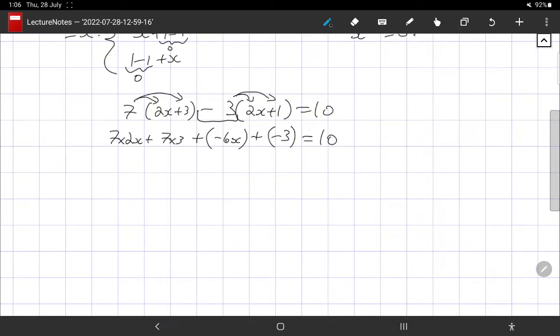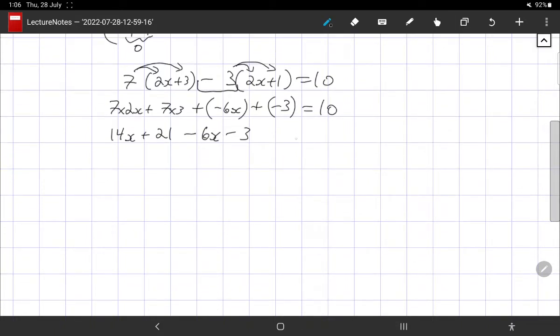We haven't done any rearranging at the moment. We don't need to do anything to this side. Let's simplify. 7 times 2x is 14x, 7 times 3 is 21, plus minus just becomes minus, 6x is 6x, plus minus just becomes minus, plus take 3. And that is still equal to 10.